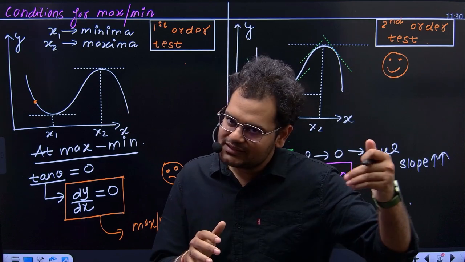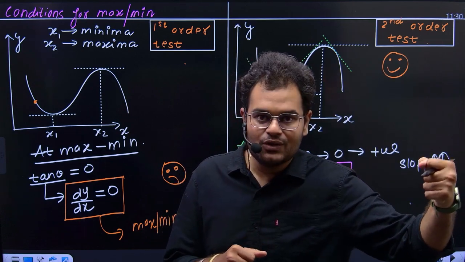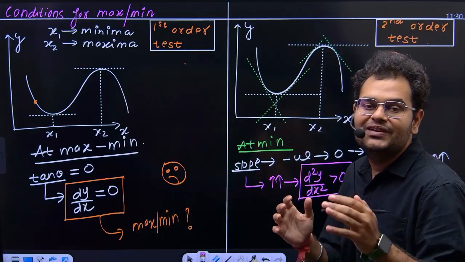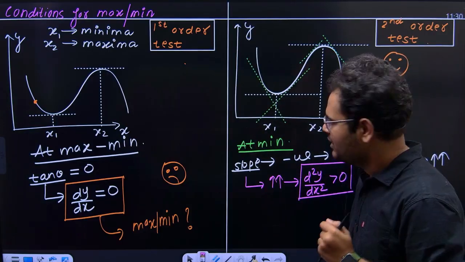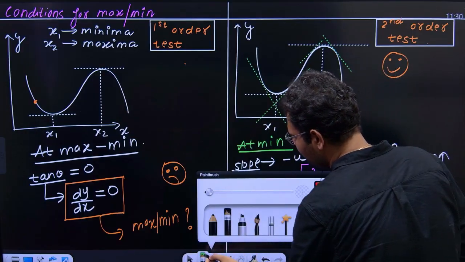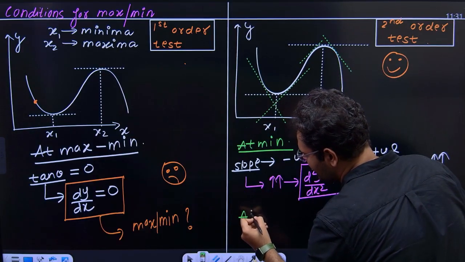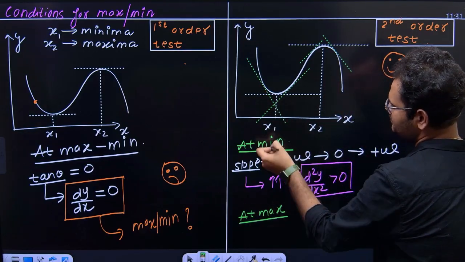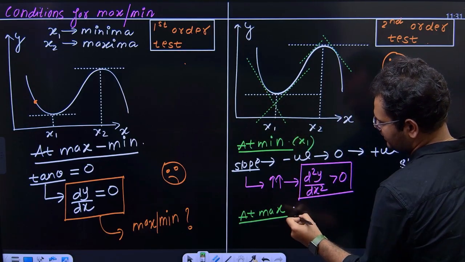Are you getting? First condition is dy by dx is equal to 0. So if d2y by dx2 or rate of change of slope is greater than 0, we will say that it is a point of minima. So then what happens for maxima? We'll determine at maxima. Okay, by the way, which is minima here? Here it is x1, sir, and here it is x2.